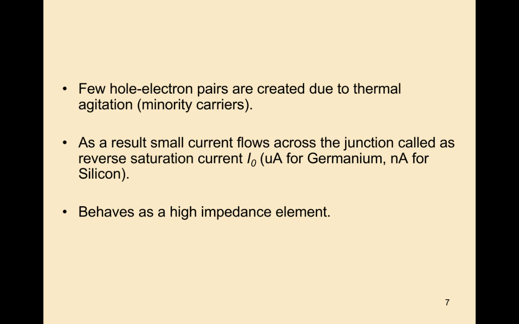So when we connect the diode in reverse biased mode, it behaves as a high impedance element. These are the main features of a diode in reverse biased mode. What is the first point? The diode behaves as a high impedance element. A small current flows in the diode. That current we call the reverse saturation current, I naught. It is available in nanoamperes or microamperes.